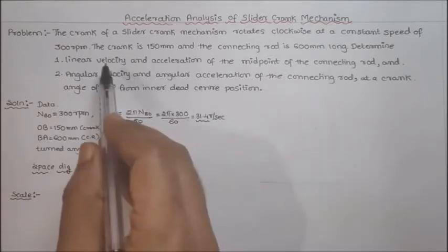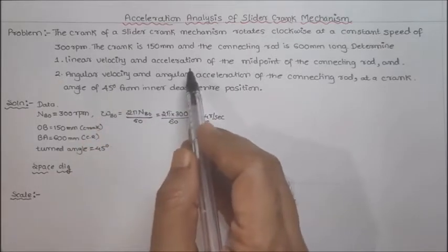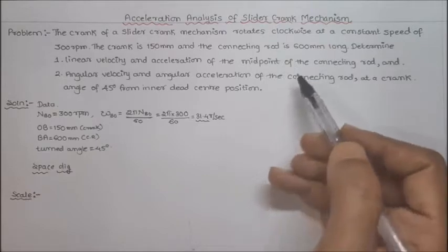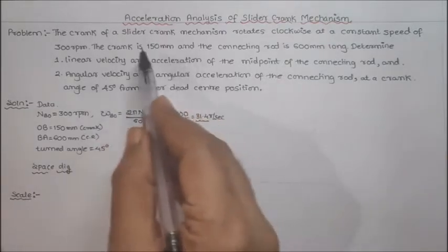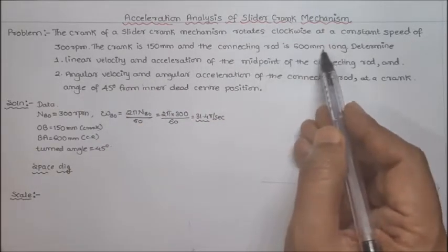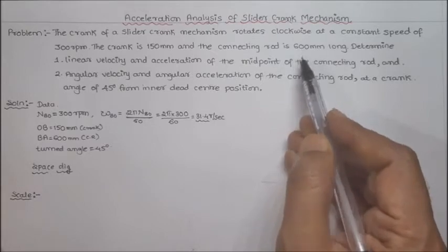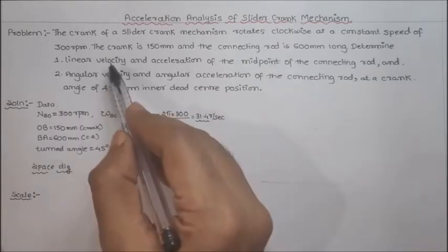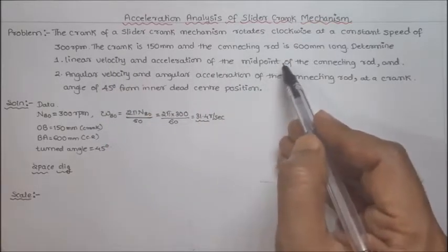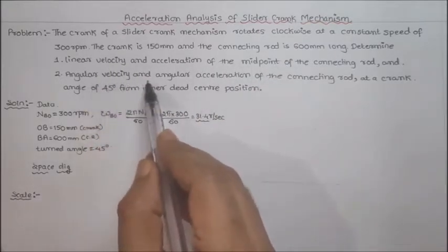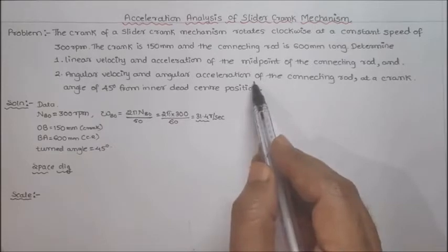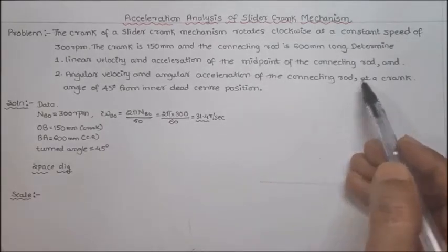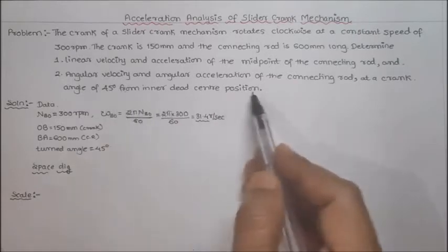So here we have to find out the linear velocity and acceleration at the midpoint of the connecting rod. If you take the connecting rod as 600 mm, at the mid of the connecting rod we have to find out its linear velocity and acceleration. Similarly, we have to find out the angular velocity and angular acceleration of the connecting rod at a crank angle of 45 degrees from the inner dead position.